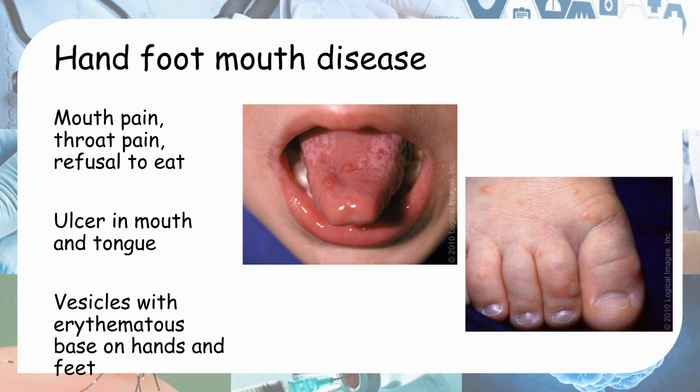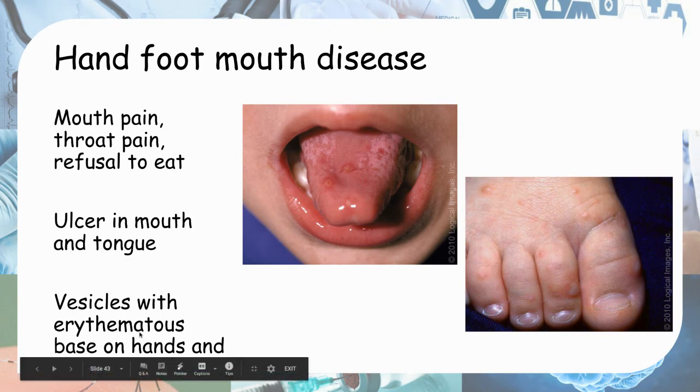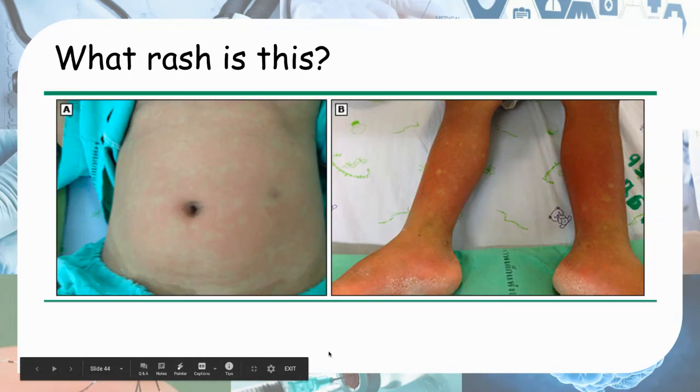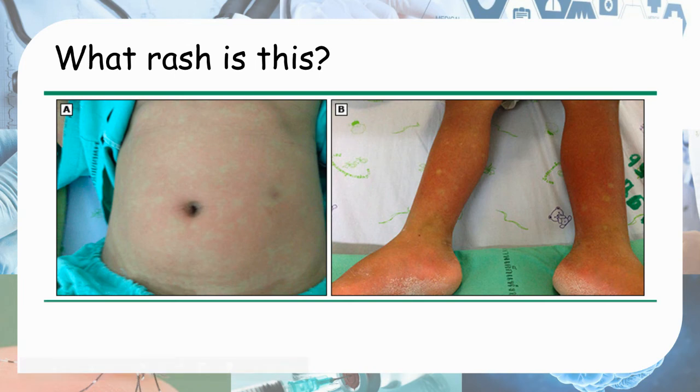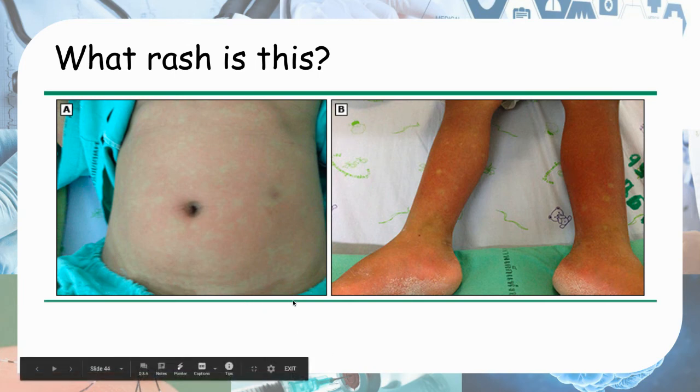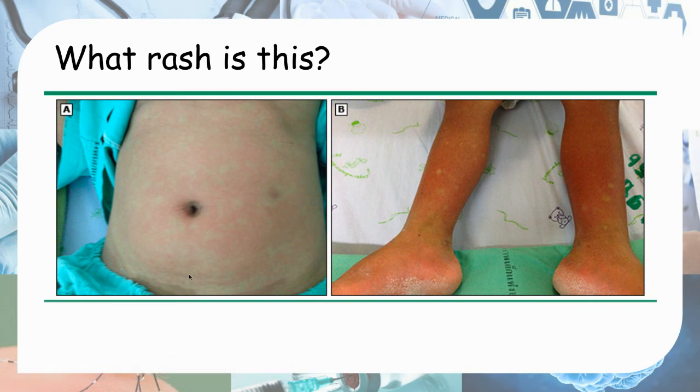They have mouth pain, throat pain, which cause them to refuse to eat. And they can have ulcers in the mouth and tongue and vesicles with an erythematous base on the hands and feet. What rash is this? It's also another common rash in Malaysia. It's dengue rash, right? You can see erythematous maculopapular erythema with some islands of white in a sea of red.